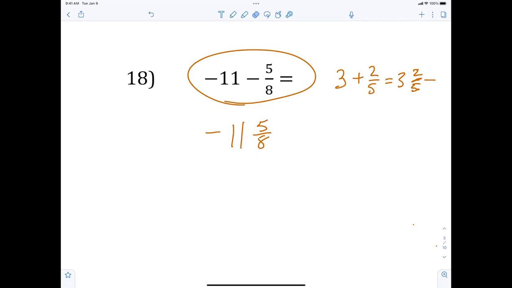All right. Anybody have any issues with that? Just a negative 11 and 5/8. Remember how you see what I'm saying? Because they're both negative, you just put them together. Because they're the same sign, you just put them right together.